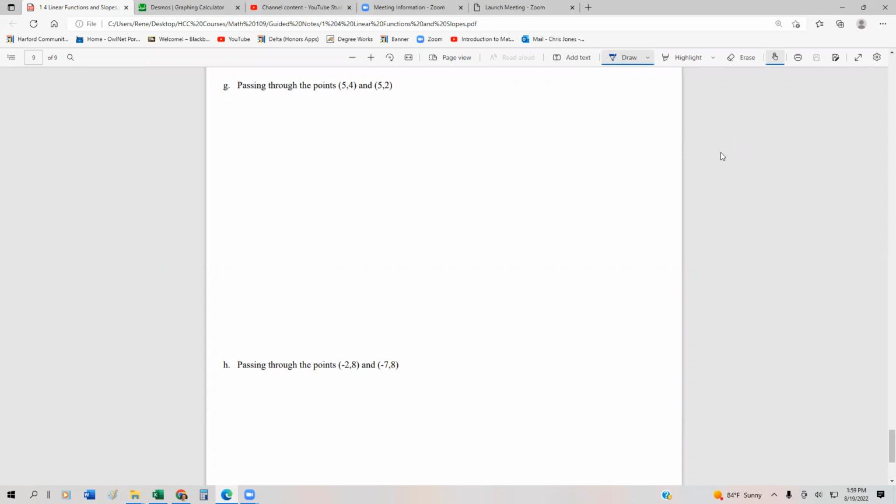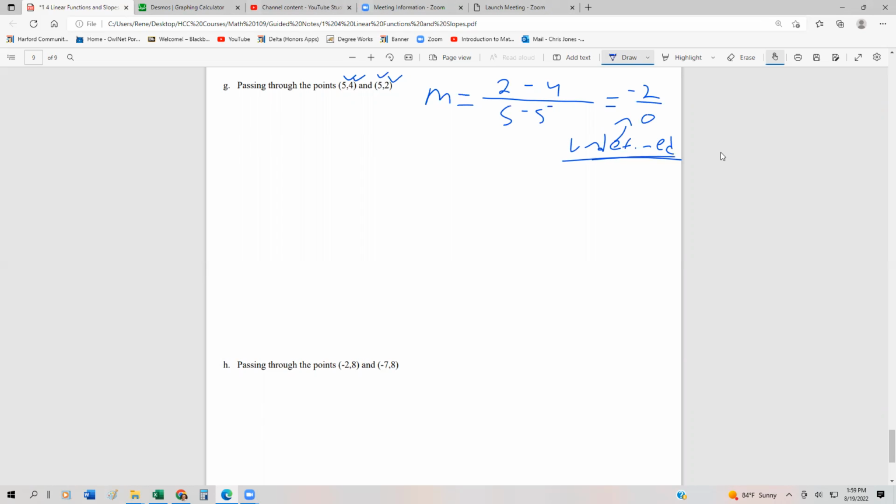So first thing we would do is find the slope, m, and we would use y2 minus y1. So we would have 2 minus 4 divided by 5 minus 5. And clearly that's going to work out to be negative 2 over 0, which means that we have an undefined slope. Okay, so what does that mean? Well, remember, if we have undefined, that means we have the form x equals some sort of constant c.